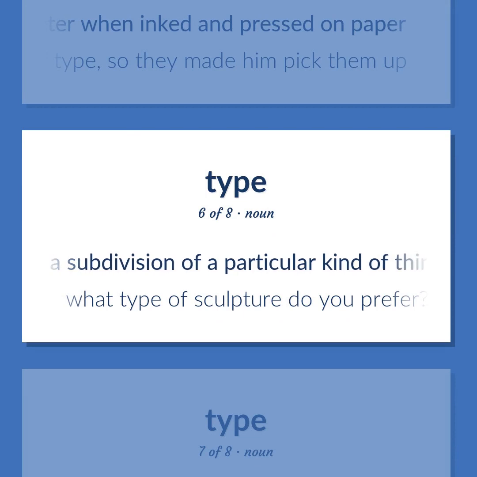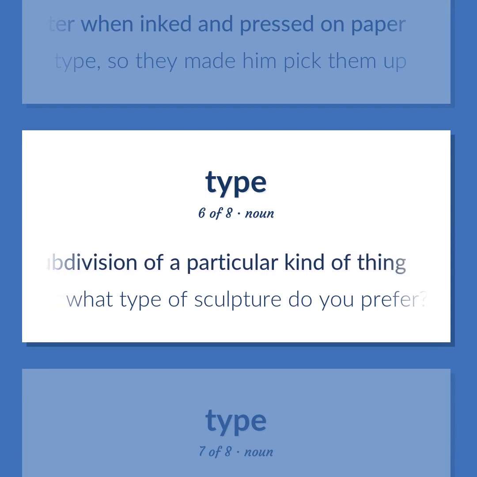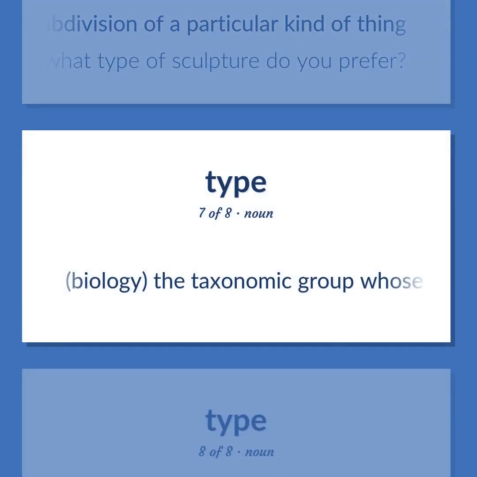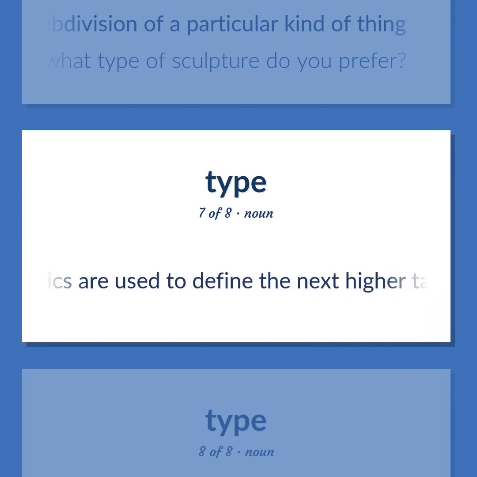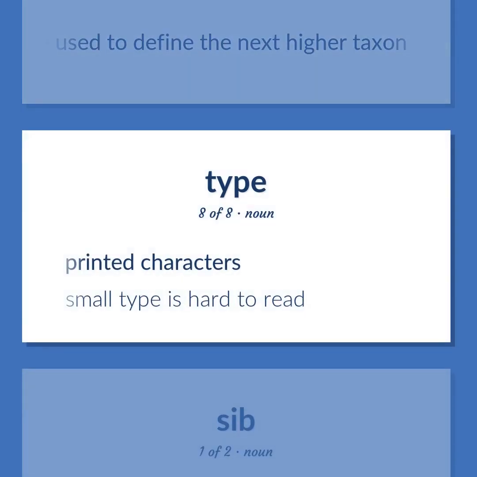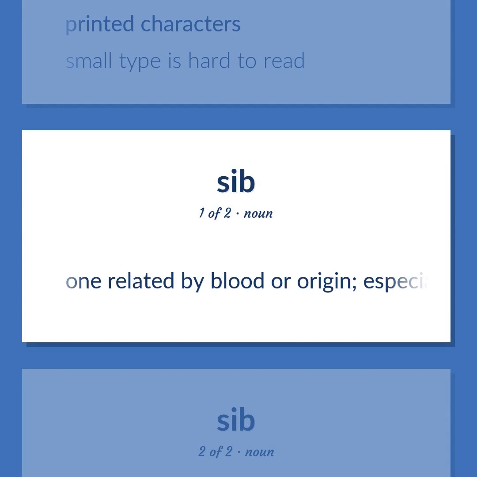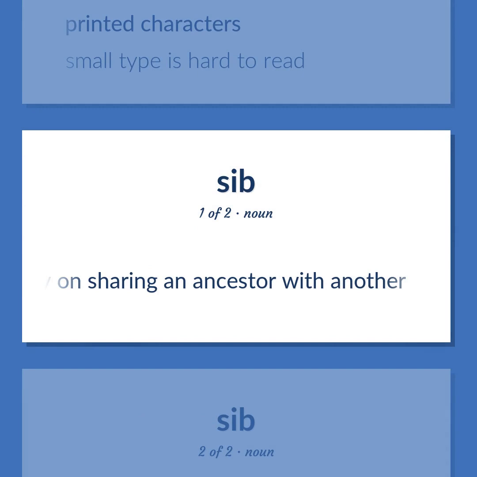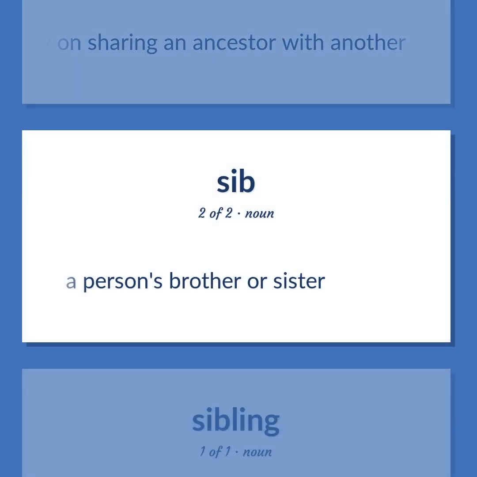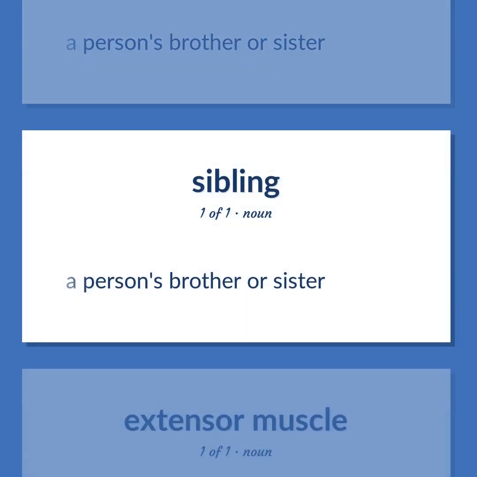A subdivision of a particular kind of thing. What type of sculpture do you prefer? Biology. The taxonomic group whose characteristics are used to define the next higher taxon. Printed characters. Small type is hard to read. One related by blood or origin, especially on sharing an ancestor with another. A person's brother or sister.